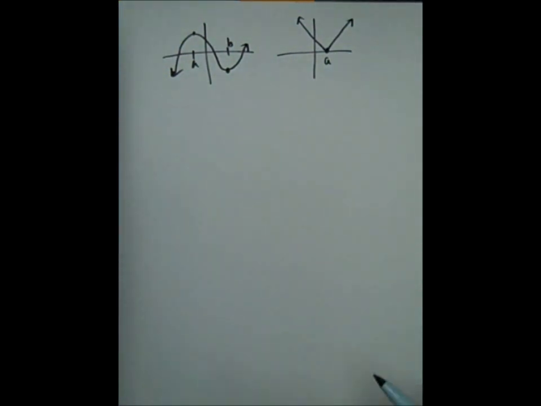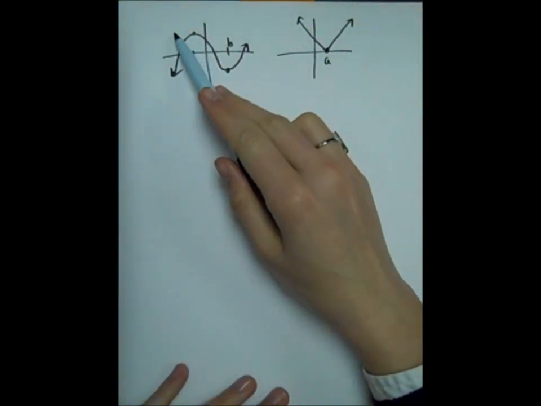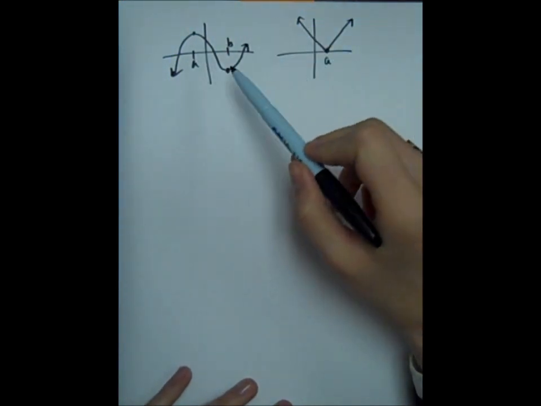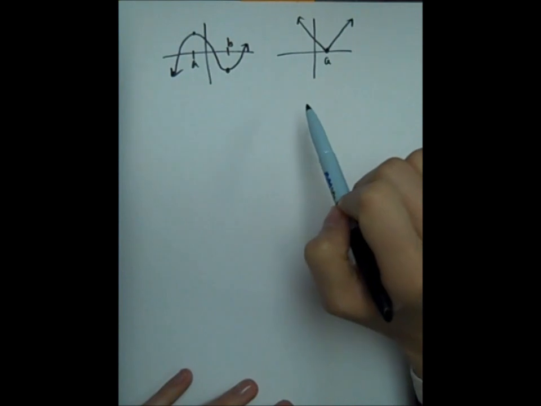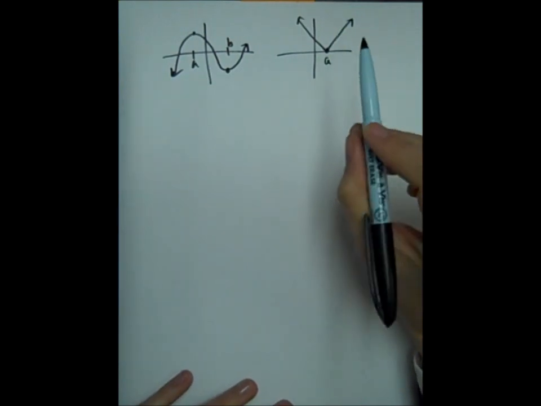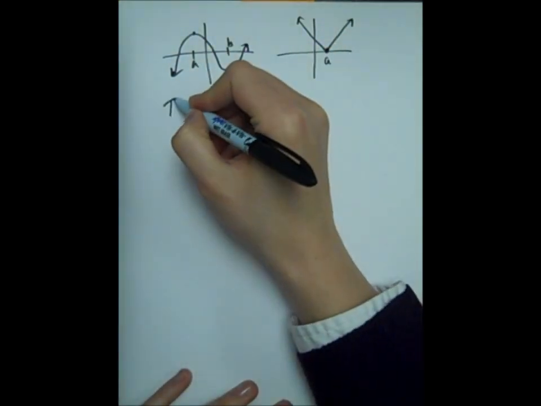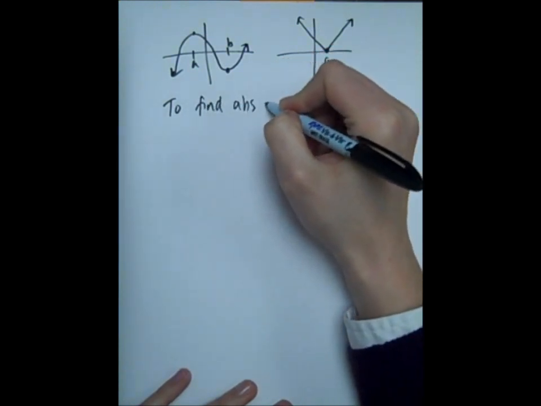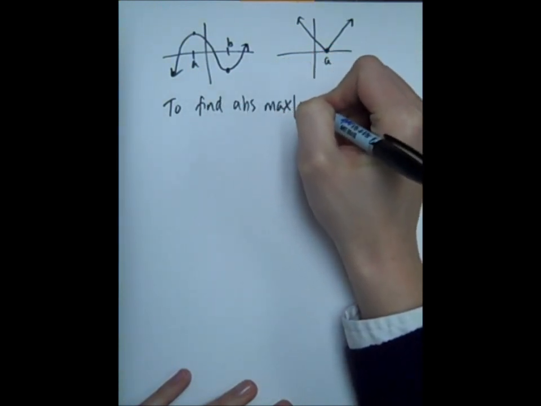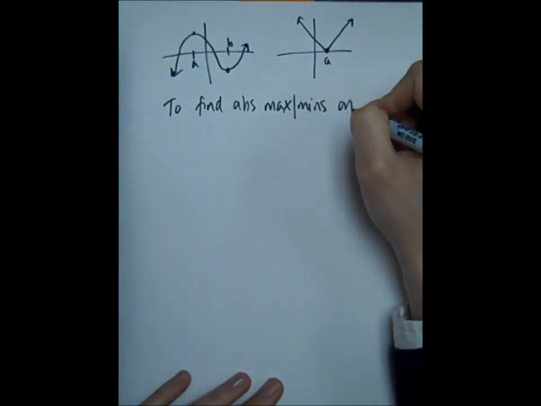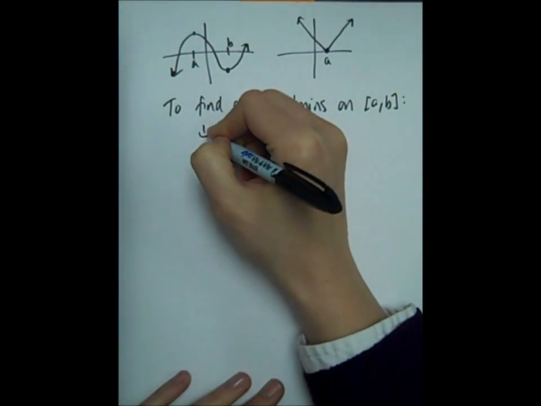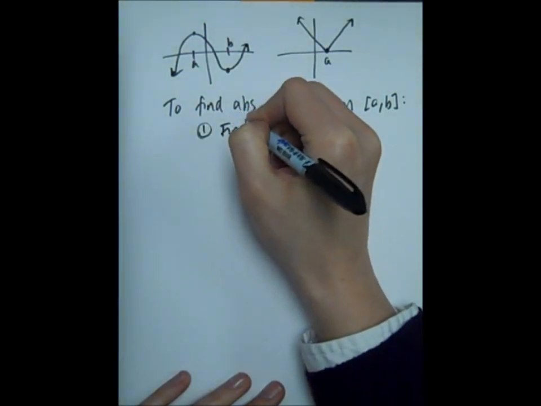So critical values are where the derivative is 0, so I have horizontal tangent lines, or the derivative is undefined. Those are my critical values. Now that we know what critical values are, here are the steps to find absolute max and mins on an interval from a to b. Step 1 is you're going to find the critical values.